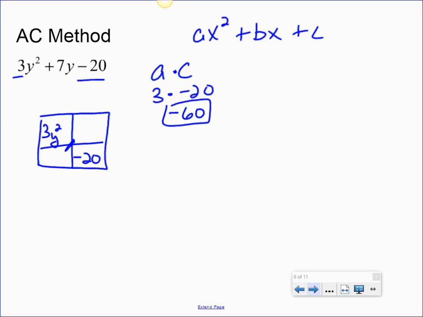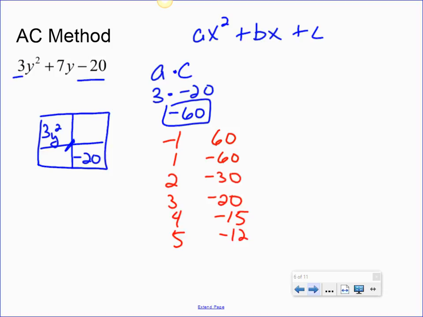So I start looking at my factors of 60. I know that I'd have a negative 1 and a positive 60, or a 1 and a negative 60. I could look at a 2 and a negative 30, or vice versa. A 3 and a negative 20. I could look at a 4 and a negative 15. I could look at a 5 and a negative 12. A 6 and a negative 10.